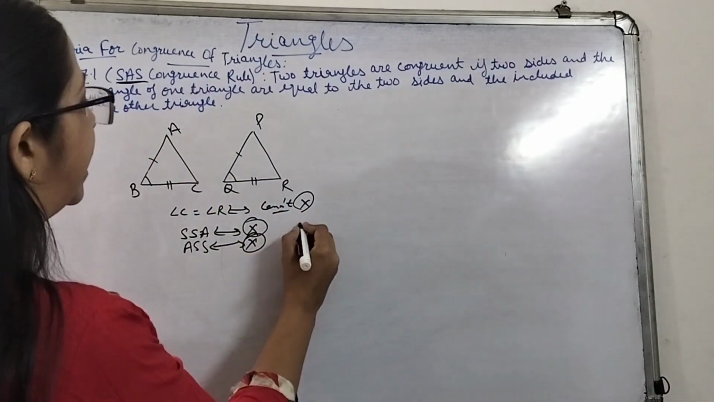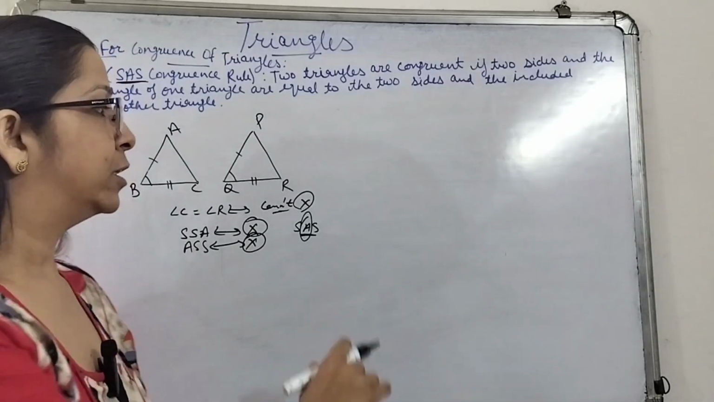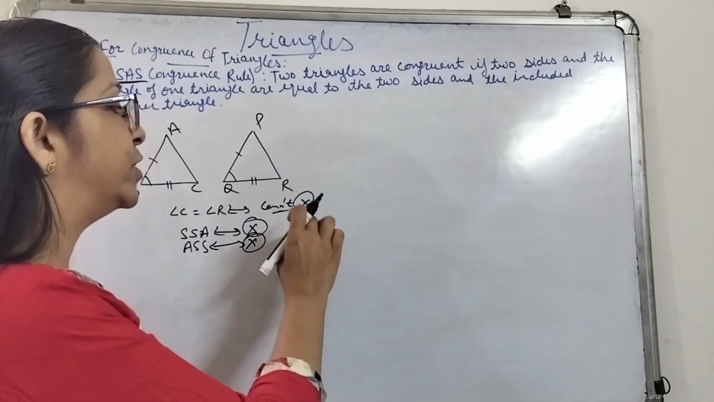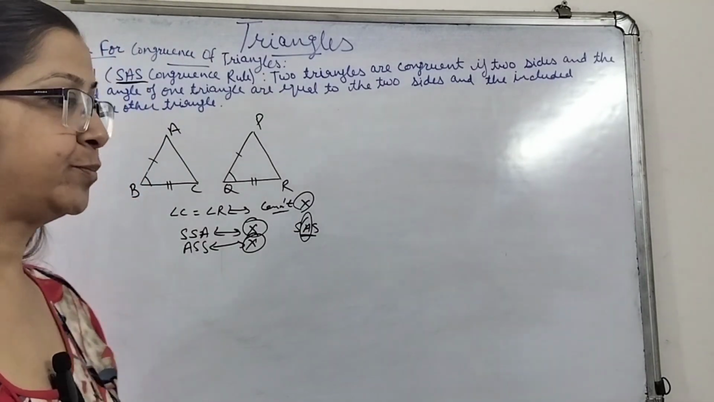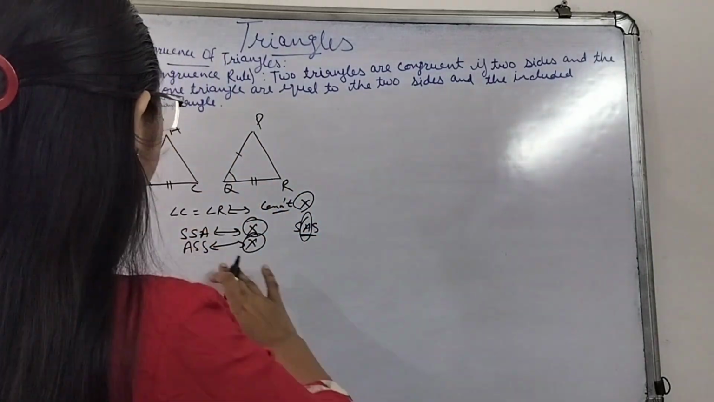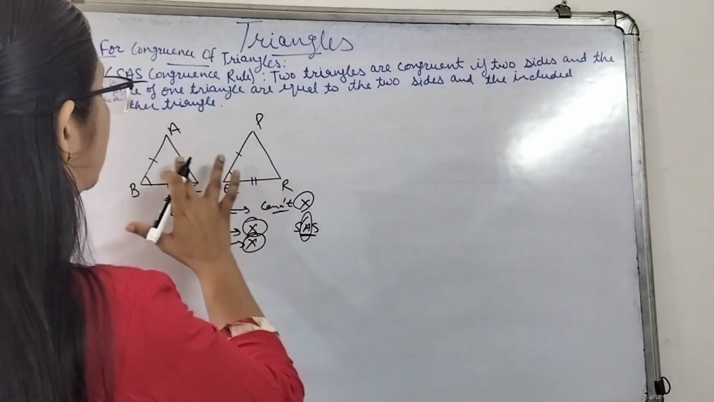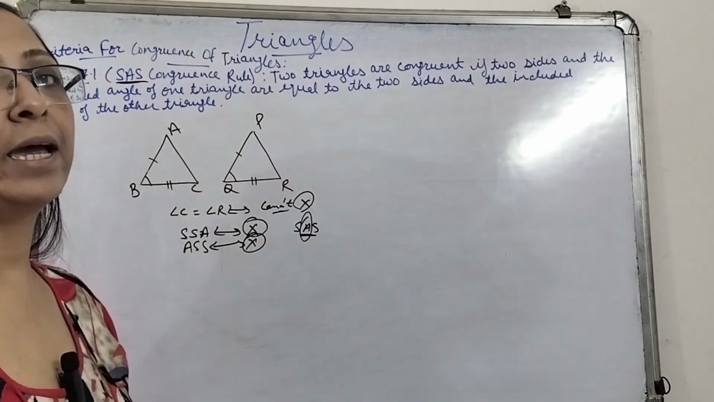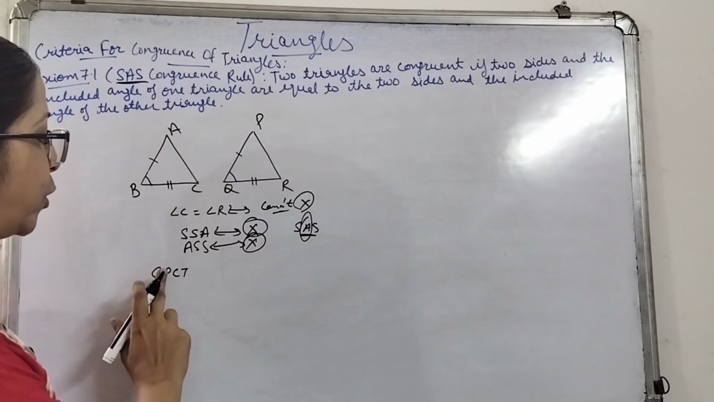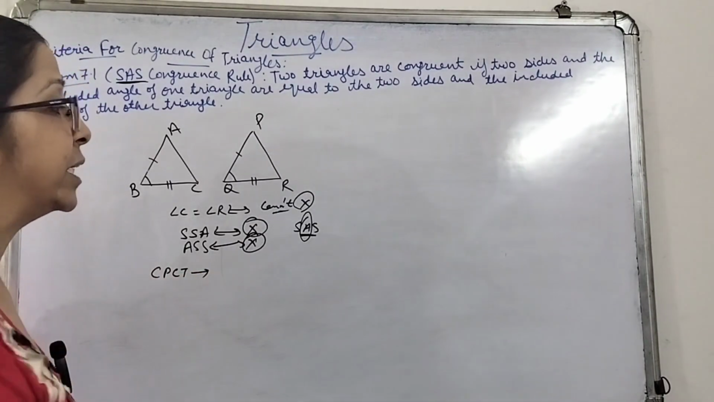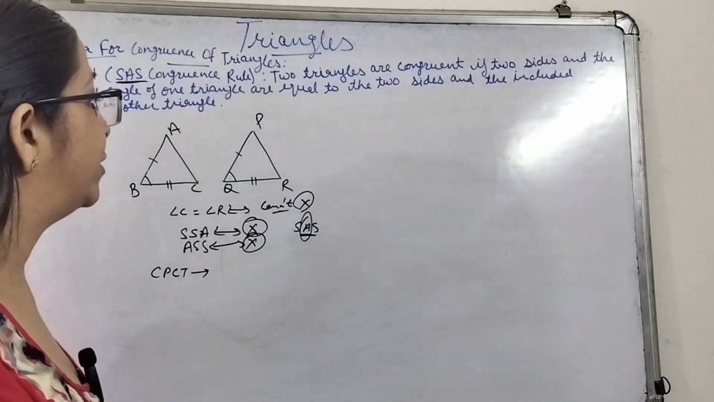It should be SAS only. The angle should be the included angle only. The two sides which are equal, the angle which we are taking into consideration should be the included angle only. Then we can say that these two triangles will be congruent by SAS congruency. Now once we have proved that these two triangles are congruent by SAS congruency, then by CPCT, corresponding parts of congruent triangles, we can conclude that the remaining corresponding parts of the two triangles will even be equal.